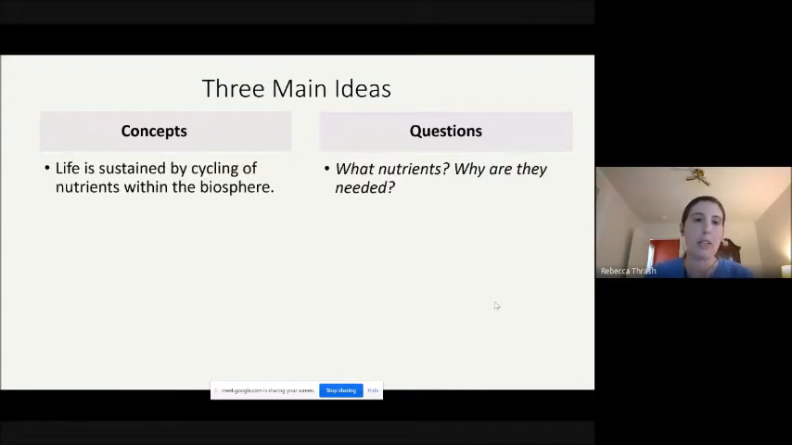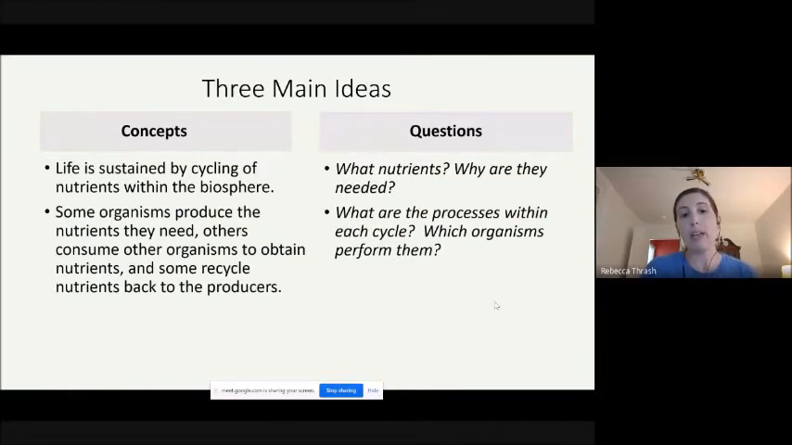So the first concept here is that life is sustained by cycling of nutrients within the biosphere. So questions will be, what nutrients in particular, and why are they needed by living organisms? The second concept: some organisms produce the nutrients they need, others consume other organisms to obtain the nutrients, and still others recycle nutrients back to the producers. So questions will be focused on what are the individual processes within each cycle, and how are organisms involved with the processes, and what are they actually doing?